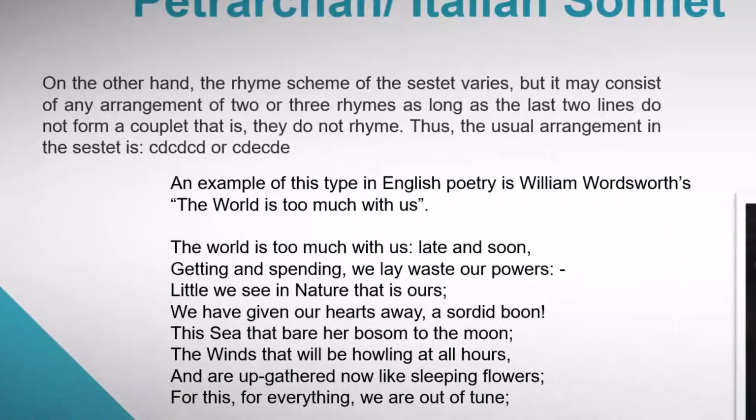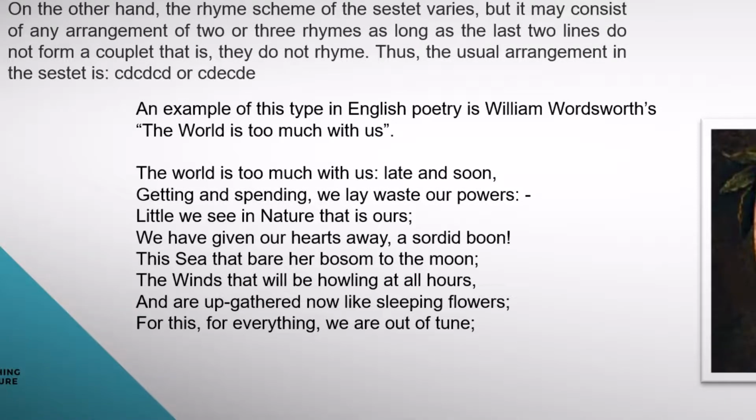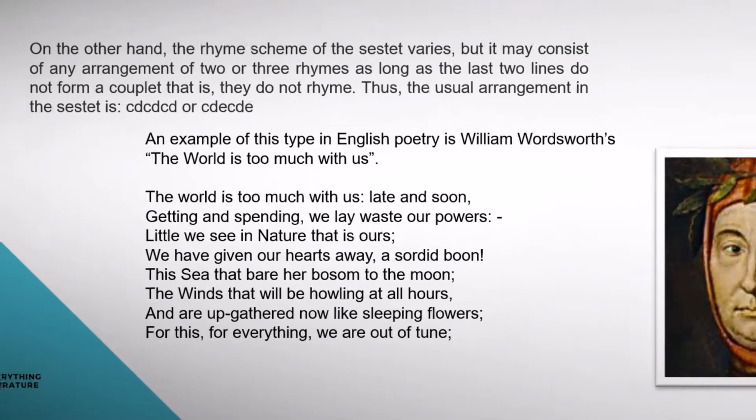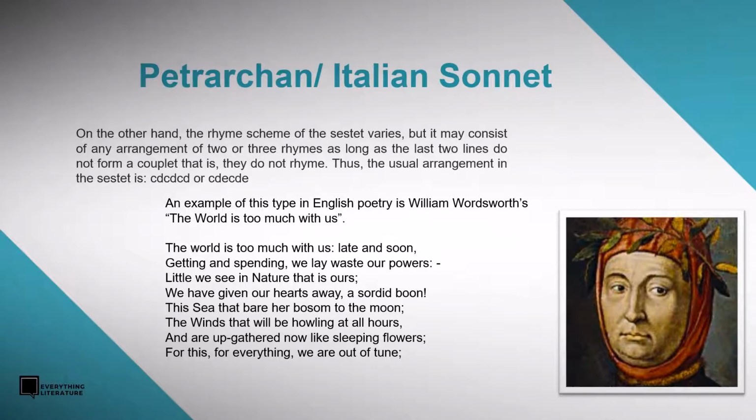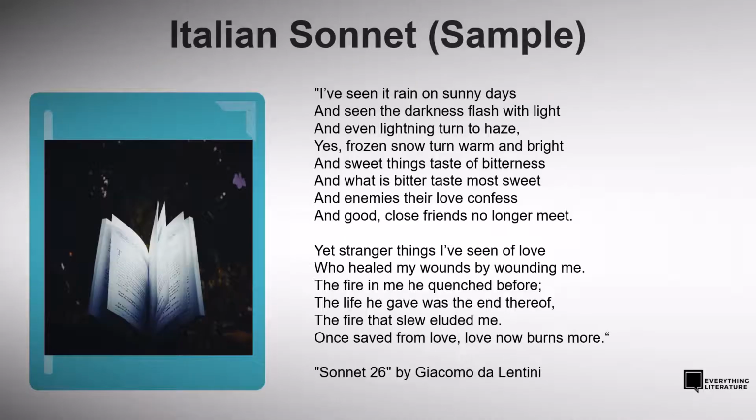A very good example that matches this is William Wordsworth's 'The World Is Too Much With Us'. We studied this in the second part of our types of poetry series. So let's move on without taking too much of our time. I intentionally want us to study a poem that is truly Italian sonnet in nature, so I have here Giacomo da Latini's poem, one of his sonnets. Let's take a look at it.